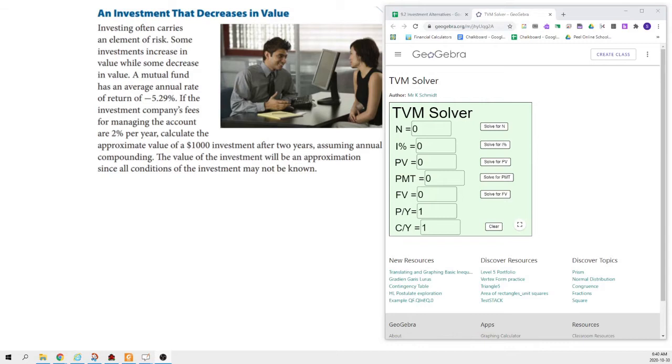An investment that decreases in value. Investing often carries an element of risk. Some investments increase in value while some decrease in value. A mutual fund has an average annual rate of return of negative 5.29%. If the investment company's fees for managing the account are 2% per year, calculate the approximate value of a $1,000 investment over 2 years, assuming annual compounding. The value of the investment will be an approximation since all conditions of the investment may not be known.